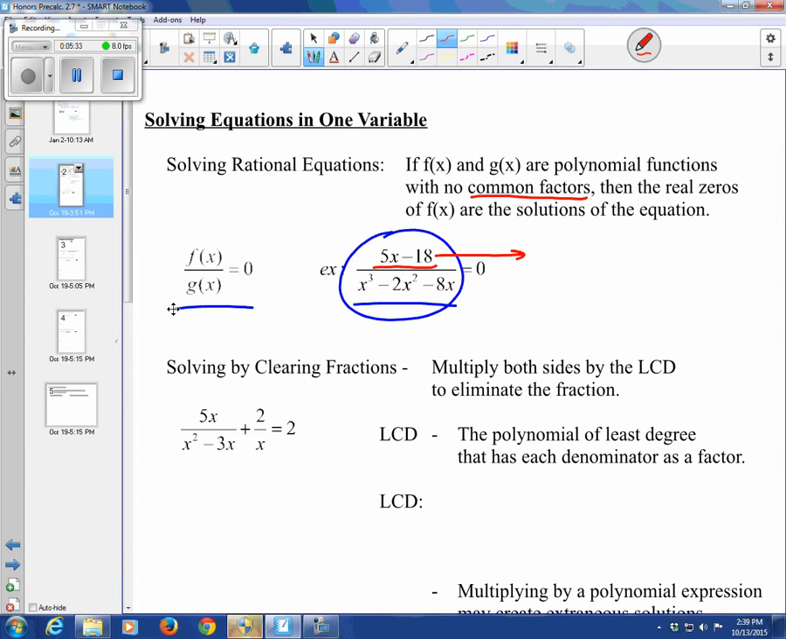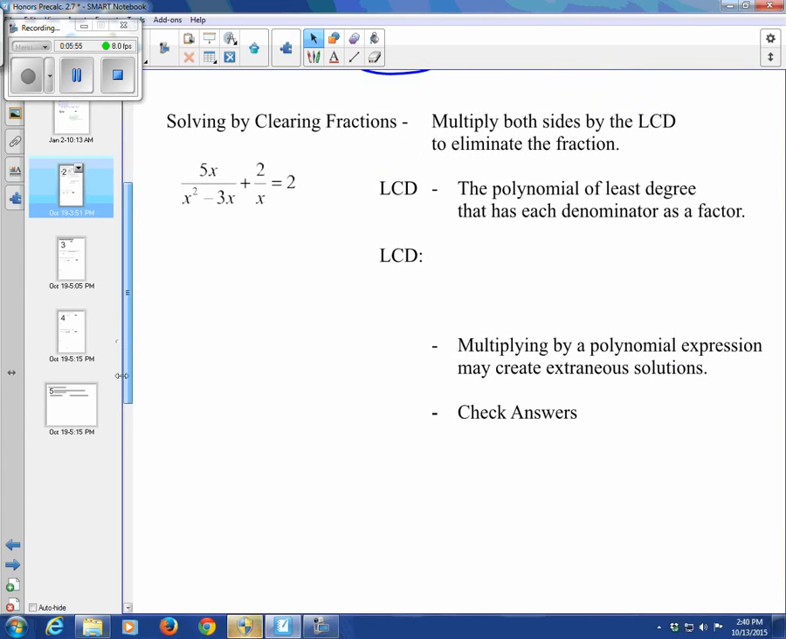So right here, so long as the x value that gives us 0 in the numerator is not also giving us 0 in the denominator, we can take the numerator, 5x minus 18, and solve for the 0 right here. Just solve for x right here. That would be x equals 18 over 5. Solving by clearing the fractions. Here we've got a rational equation that's a little more like the kind of rational equations we're going to look at more in this section.